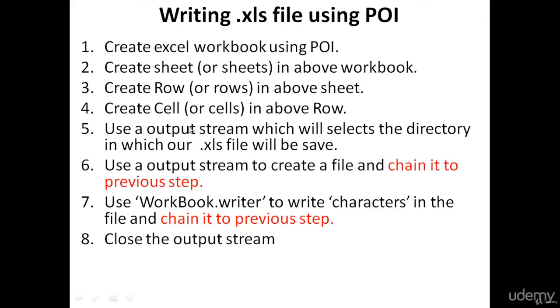And then we need to give an output stream, which will select the file that we are actually going to write to, right? And then we need to chain all these steps to the previous steps that we used. And again, the same writer is there, which will actually write inside those particular cells or files, right? And again, it will be chained to the previous step, and then we're going to close the output stream. So the steps are a bit similar to what we have seen when writing inside a text file, right?